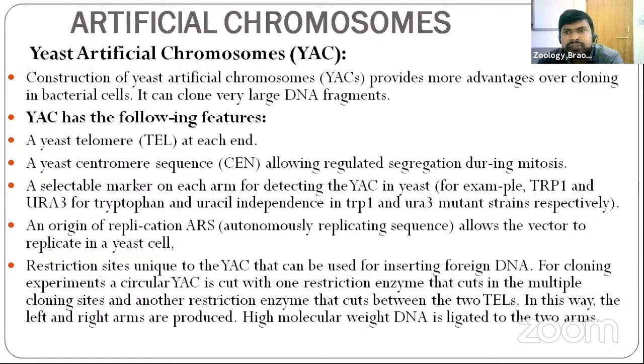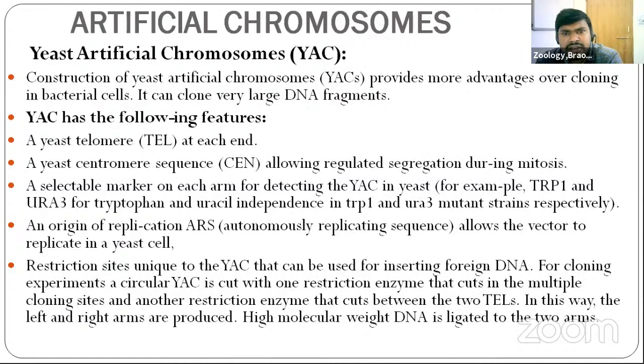Okay, so it's sometimes pronounced "yak", otherwise yeast artificial chromosomes. The construction of yeast artificial chromosomes provides more advantages over cloning in bacterial cells. It can clone very large DNA fragments. So yeast artificial chromosomes have the following features.